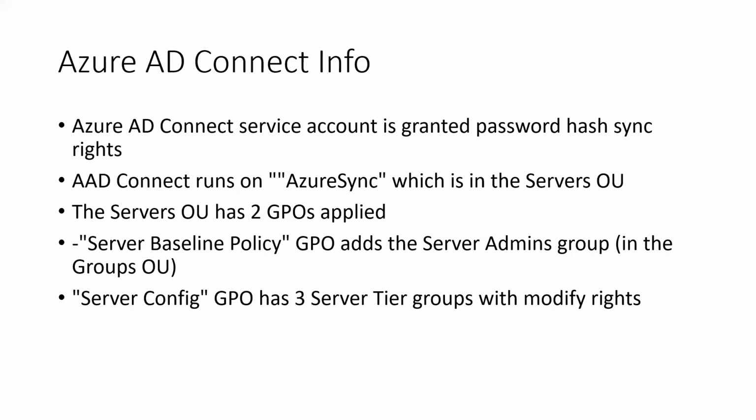Azure AD Connect runs on Azure Sync, which is in the servers OU. This stuff you can see in your domain controller. The servers OU has 2 GPOs applied. There's the server baseline policy, which adds a server admins group. And then there's a server config GPO, which has 3 server tier groups with modified rights. So those are the permissions that are added to your domain via this Azure AD Connect service.